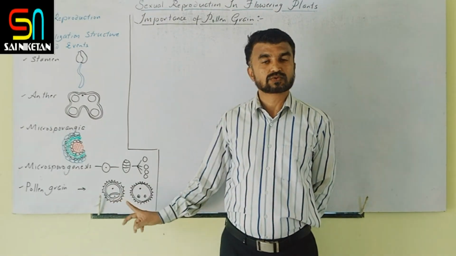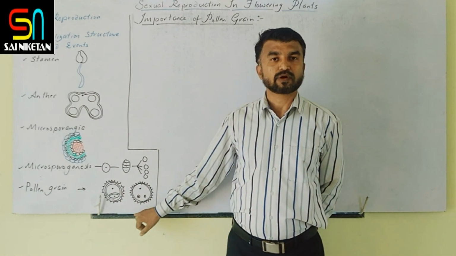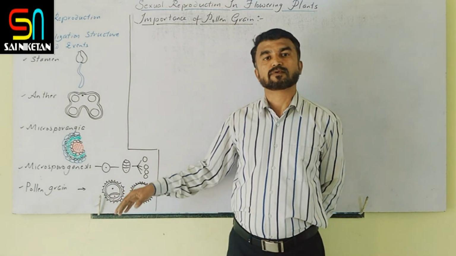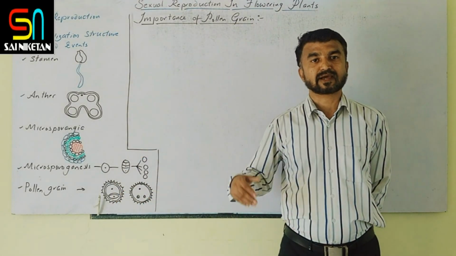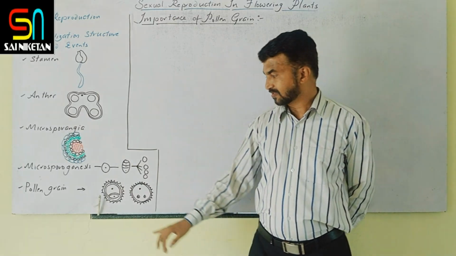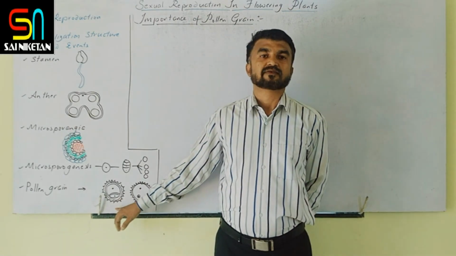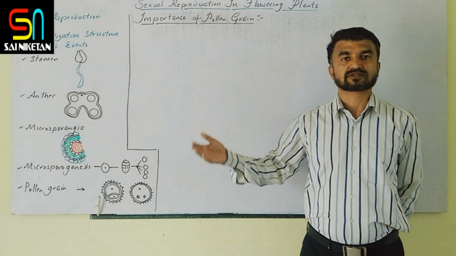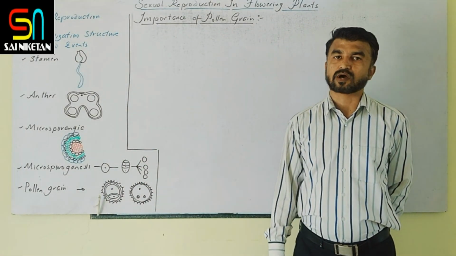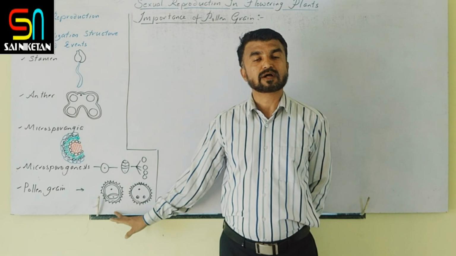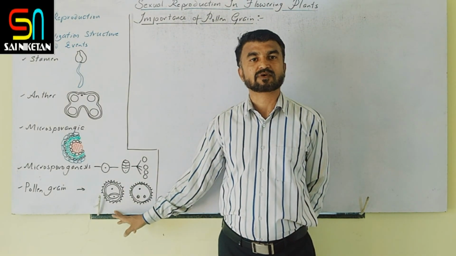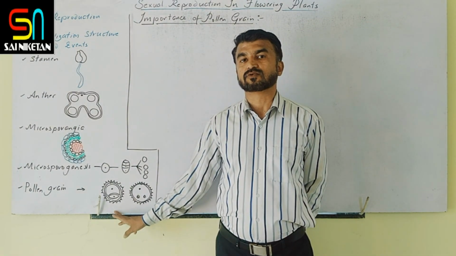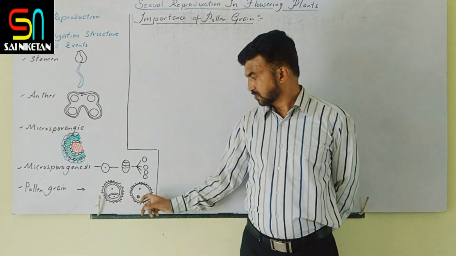It is either 2-celled or 3-celled, but the main point is that the pollen wall is made up of 2 layers, outer exine and inner intine. The exine is made up of sporopollenin, which is the most resistant material. It can withstand high temperature, strong acid and strong alkali. Even enzymes will not digest sporopollenin. That is why pollen grains can be preserved as microfossils.